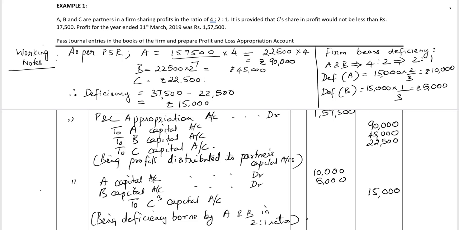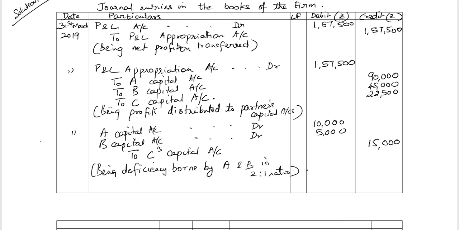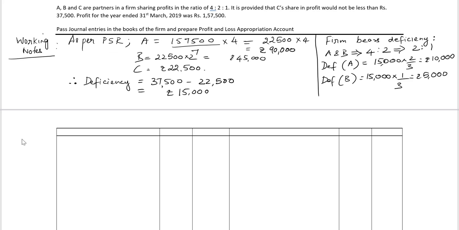I'll remove the split and we can see the journal entries before we move forward to the profit and loss appropriation account. So these are the 3 journal entries to be passed. Next, let's go ahead to prepare the ledger account, which is the profit and loss appropriation account. Same sum, solution for the ledger account.